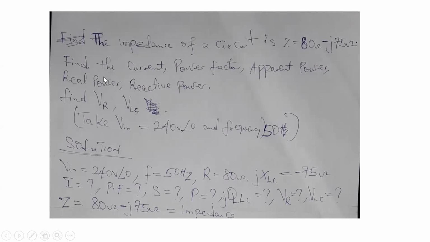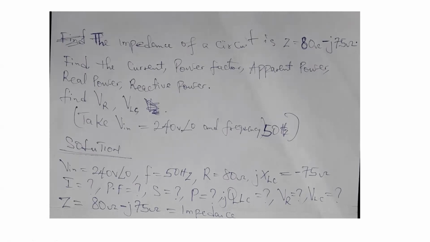Yes, sir. Okay. So they now told you to find the current, the power factor, apparent power, real power, and reactive power. Then equally told you to find the voltage drop across the resistor, the voltage drop across the inductor and the capacitor. And they gave you the input voltage as 240 volts at an angle of 0 degrees and frequency of 50 Hz. So what you will do is list those things that you know.